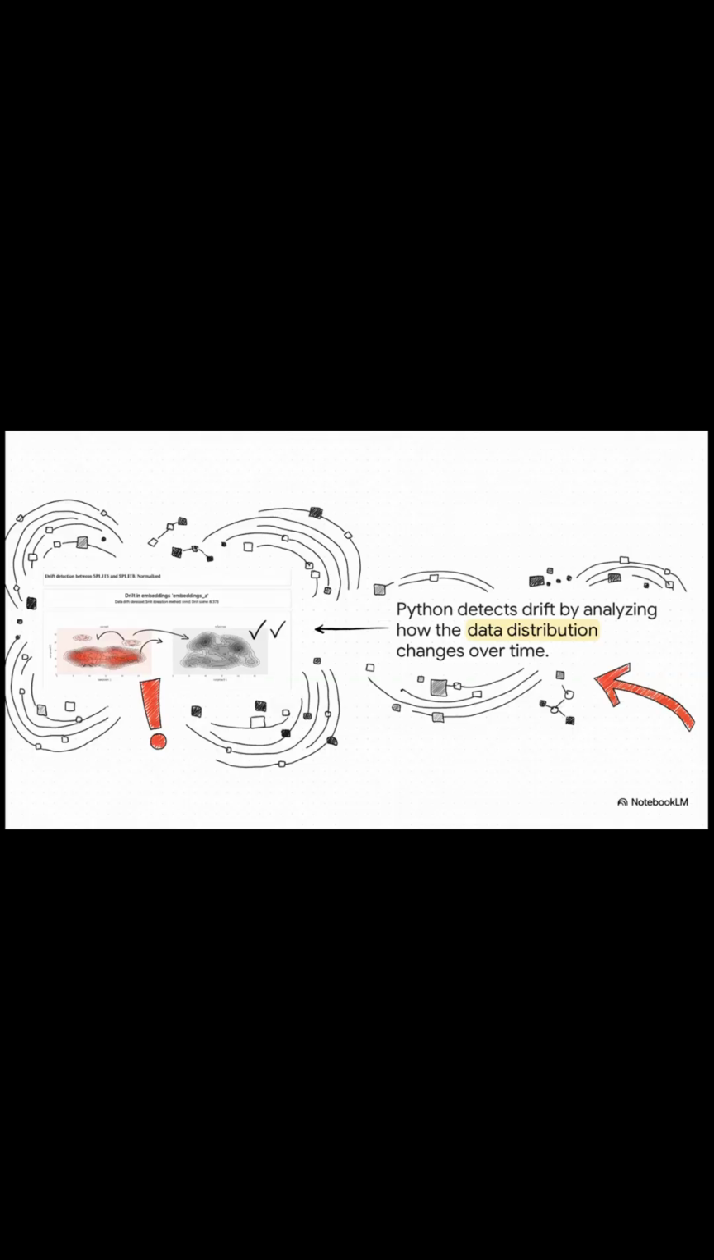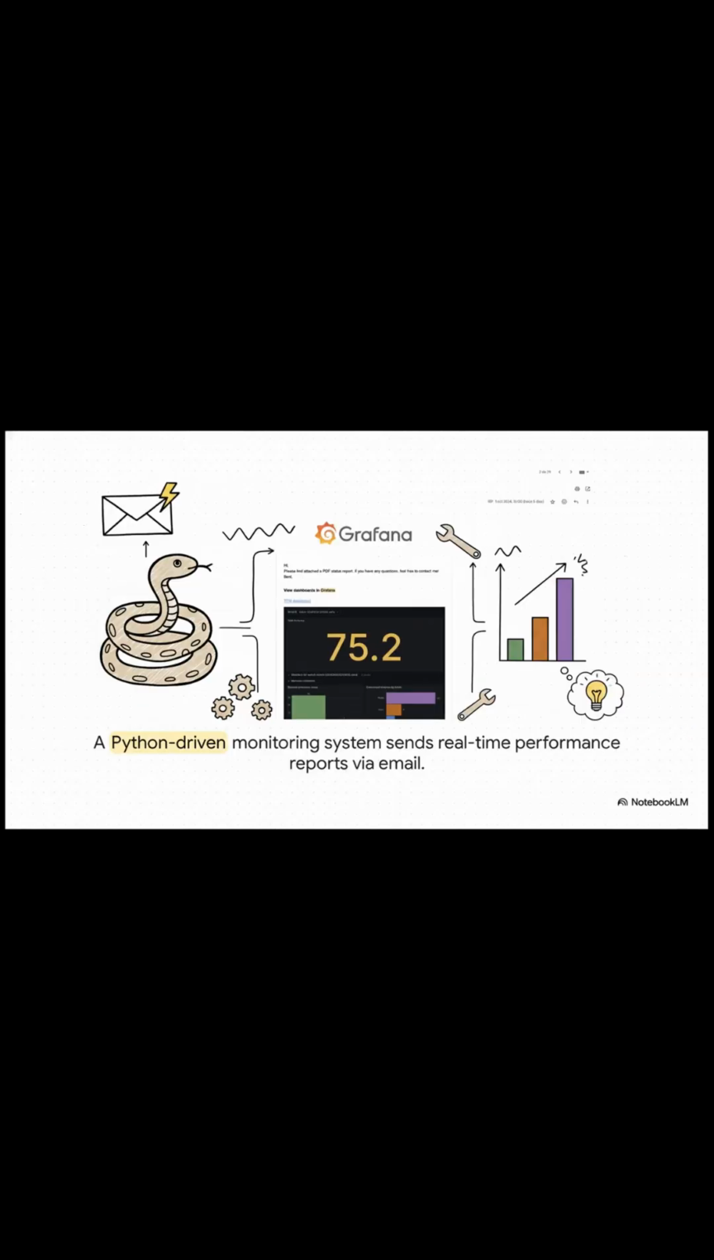Well, this is where Python scripts are doing some serious detective work. They're constantly analyzing the data and comparing it to the original stuff the model was trained on. And look at this plot. See how the new data on the left, that red blob, has a completely different shape from the original data on the right? That is Python basically screaming, hey, something's wrong here. The world has changed.